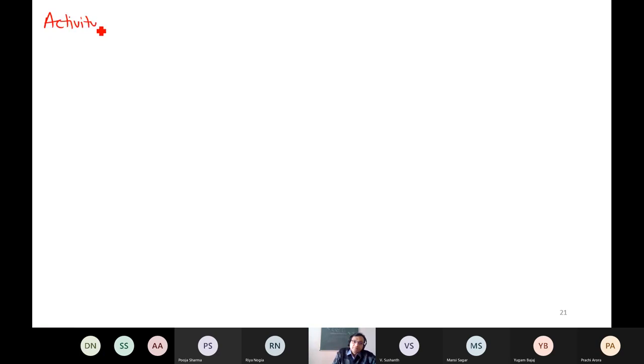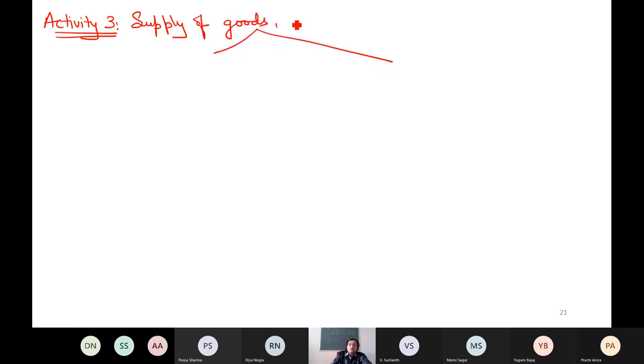Activity 3. So, supply of goods is necessary, not services. This is the main thing which you should remember always. So, goods, even without consideration, and whether in the course of business or not, that is not mentioned. So, I am not thinking in that direction.